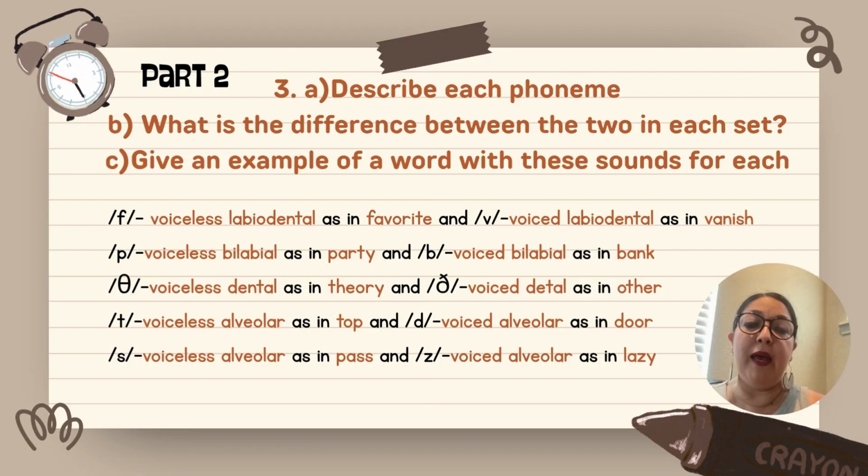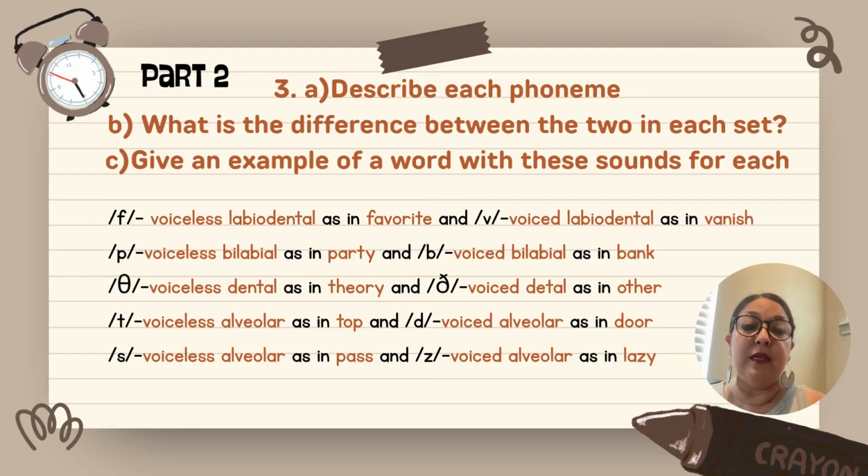The next part we have the /p/ and /b/. And these are stop sounds. Stop sounds occur when the airstream is blocked and then there is an explosion of sound. So the /p/ is P. It is voiceless bilabial, as in party. And then we have the /b/, which is B. It's a voiced bilabial, as in bank.